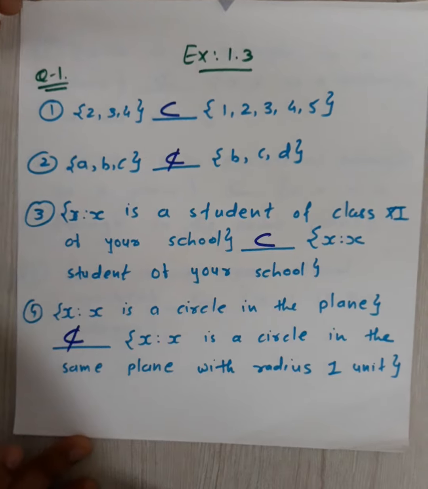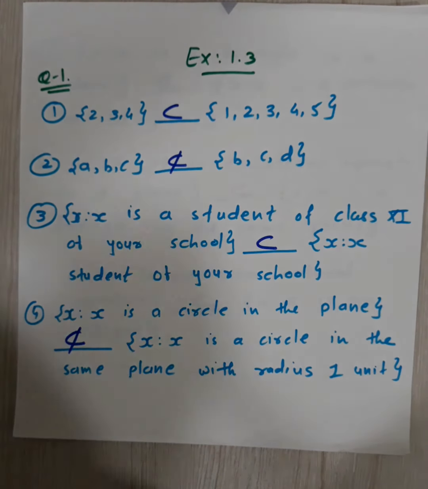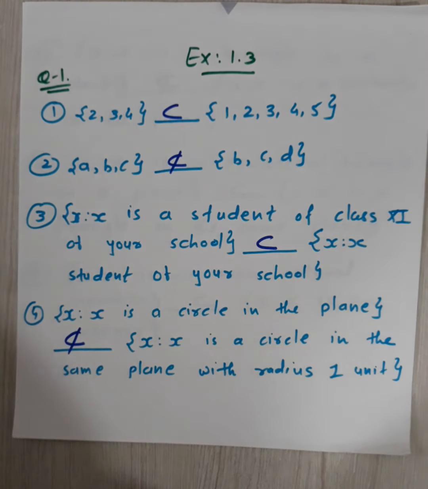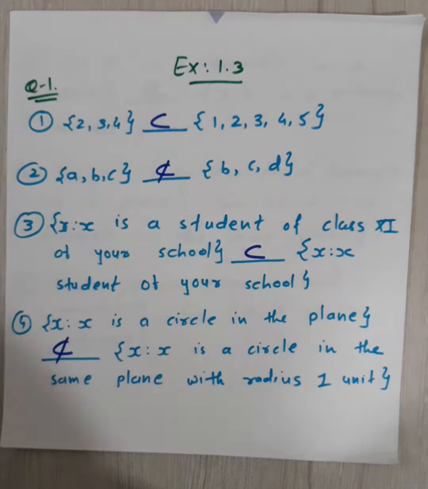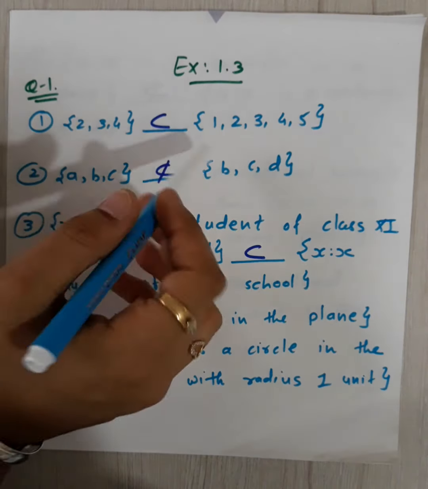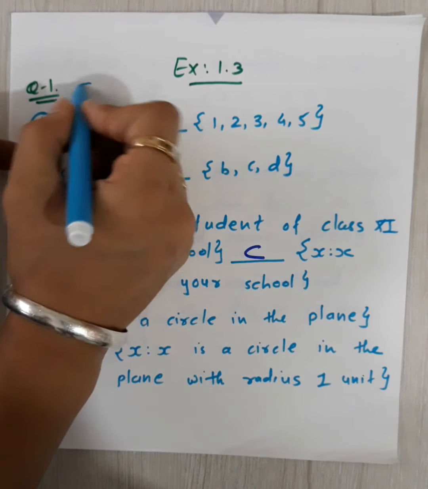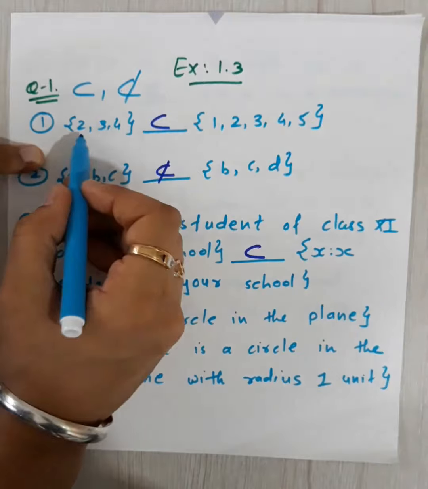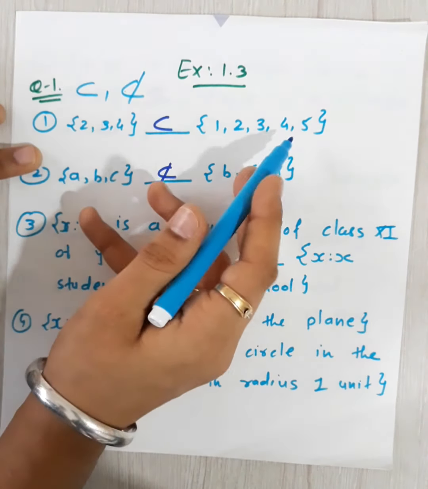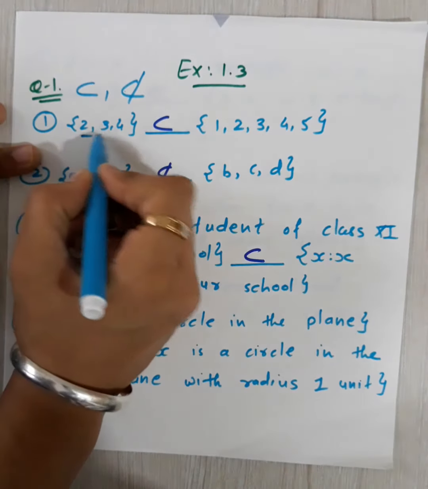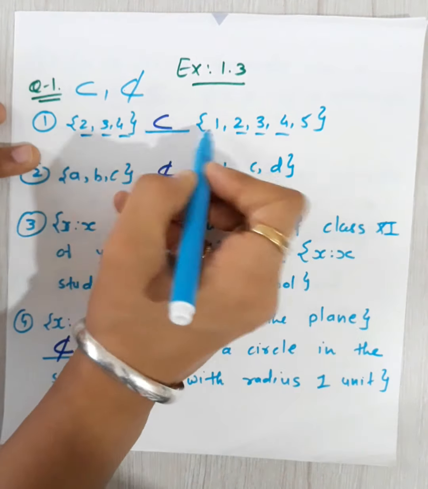Now another example. Now we have taken our Exercise 1.3 question number 1. You have to just write subset or not a subset of. {2, 3, 4} and {1, 2, 3, 4, 5}. {2, 3, 4} is a subset of {1, 2, 3, 4, 5}. So yes, {2, 3, 4} is a subset of it.